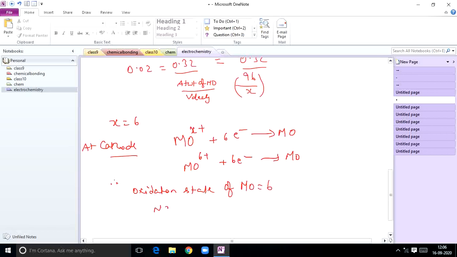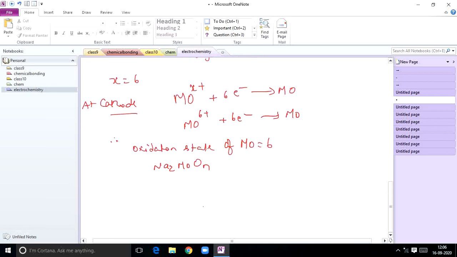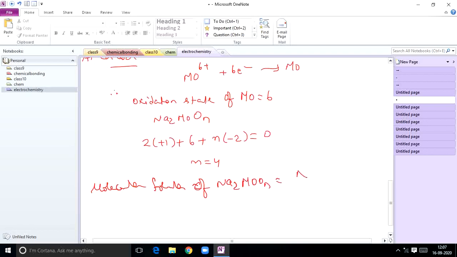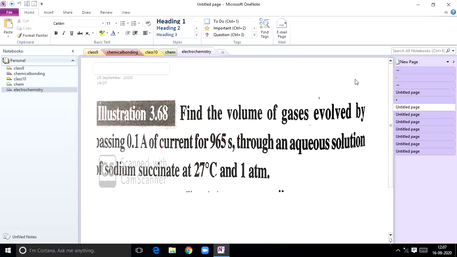So what is the formula given? Na2MoOn. So for sodium it is 2 into +1 plus molybdenum 6 plus n into -2 is equal to 0. Finally the n value is equal to 4. So we get n as 4. So what is the molecular formula finally, students? Molecular formula of Na2MoOn is Na2MoO4. Big one, students.